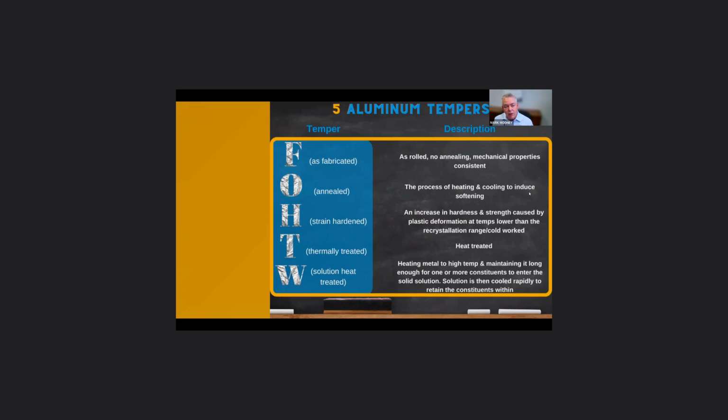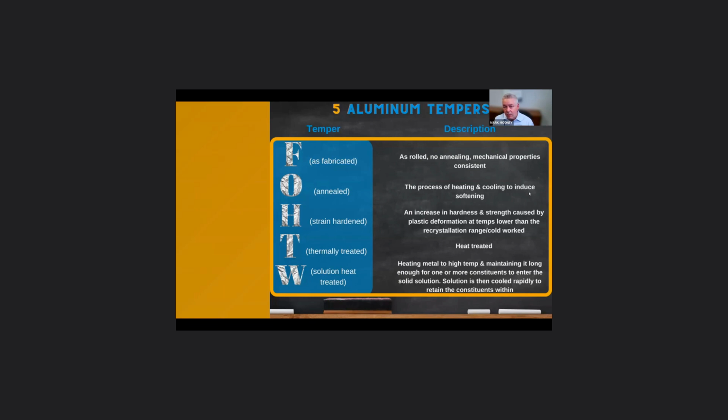Here we're talking about temper. We've got the group up here. F is as fabricated. They're really not doing very much to that. O temper is annealed, so it's going to be very soft, very formable. Strain hardened is like our paper clip we just talked about. They're reducing the thickness of it.